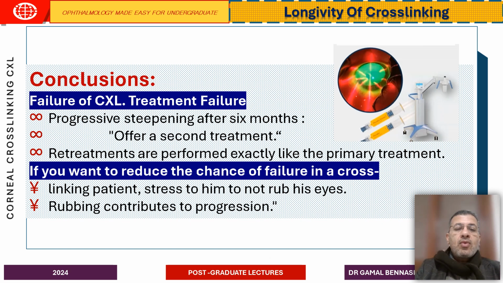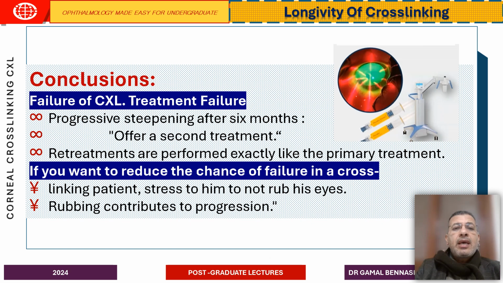So it's important for us to know what parameters indicate that there is a failure of your cross-linking, so that you can decide on a redo of cross-linking. What's available now in many studies relies mainly on topography or tomography, namely changes in the Kmax of more than 1.5 diopters, or the steep K reading of more than 1.5 diopters, or the refractive astigmatism of more than 1.5 diopters, or the best corrected visual acuity dropping by more than 2 lines.